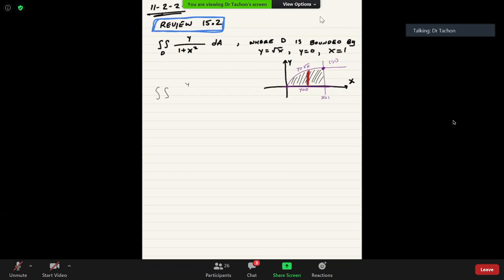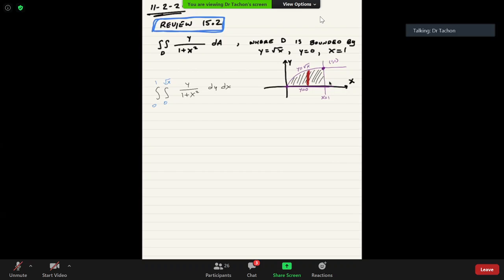The integrand is y over 1 plus x squared. We're going to do a dy dx, a type 1. So what about those inside bounds? The inside bounds are going to go from 0 to radical x. And then the horizontal bounds for x go from 0 to 1. Do you see it okay? So here's the setup, and this is critically important.